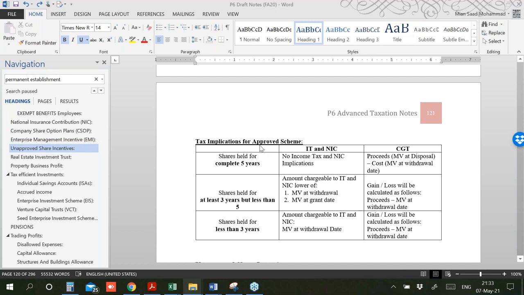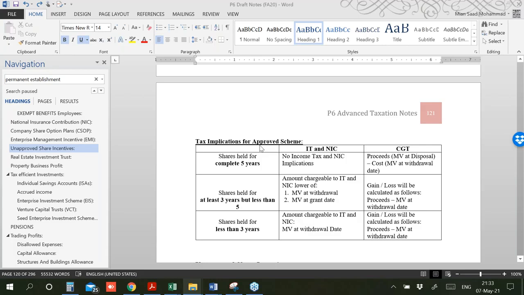If the shares are held for the complete 5 years, there will be no income tax and NIC implications. And whenever you sell them, you have to pay CGT, but the CGT will be on market value at the date of disposal, and your cost will be market value at the withdrawal date on which you have withdrawn the shares from the company. But it will be out of the scope of income tax and NIC.